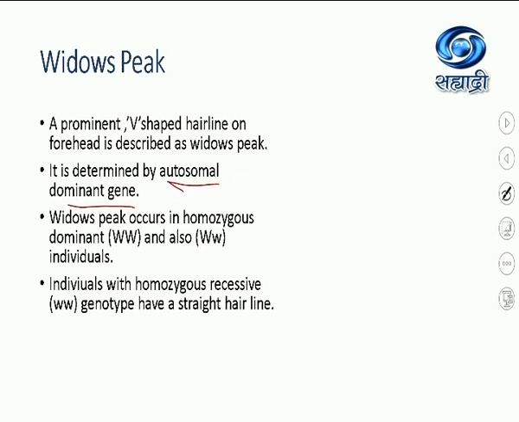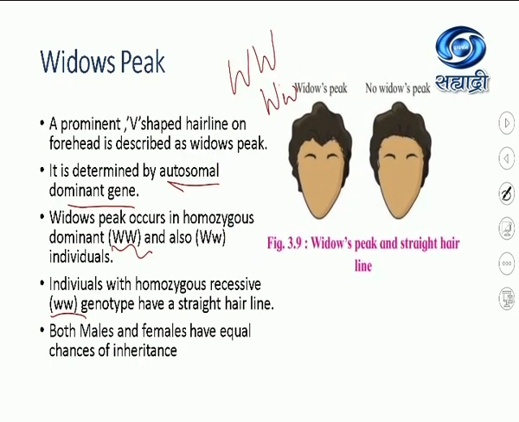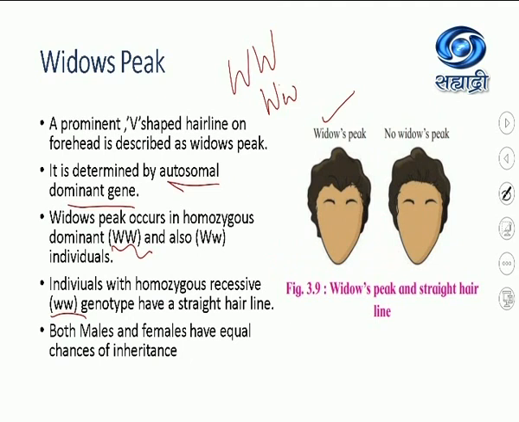Widow's peak occurs in the dominant condition. If you are having capital W, homozygous, or heterozygous capital W, small w condition, then you will have widow's peak. But if you are having a recessive homozygous gene, small w, you will have a straight hairline pattern. Both males and females have equal chances of inheritance. So you can see this lady, this person is having widow's peak. So it might be having homozygous or heterozygous condition. Here it is having a straight hairline. It is not a disease. It is just a routine character.